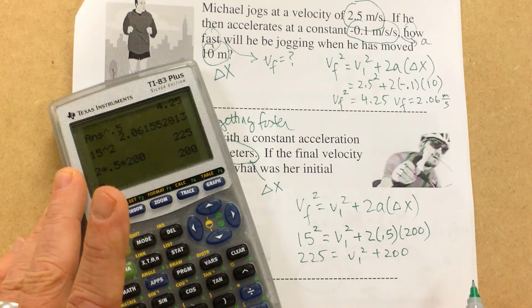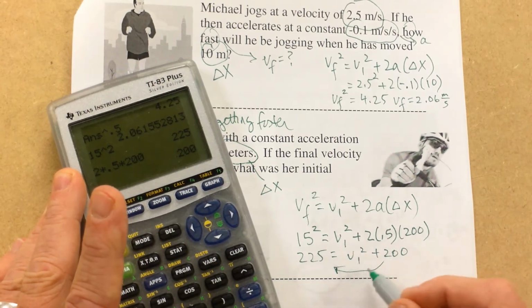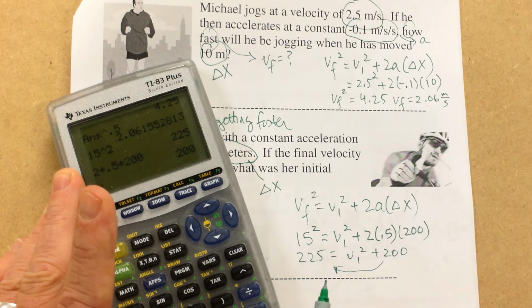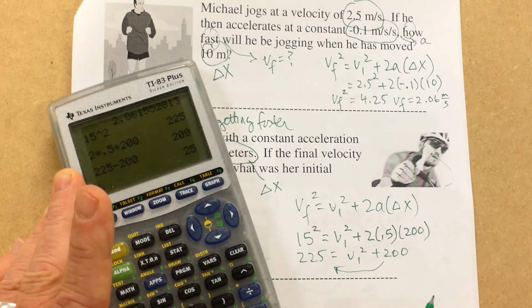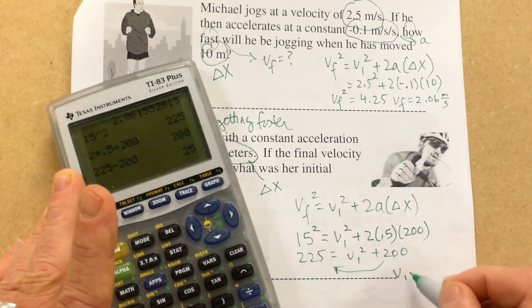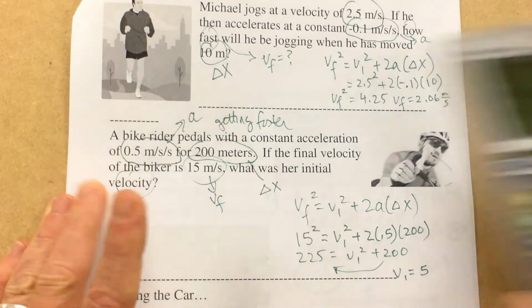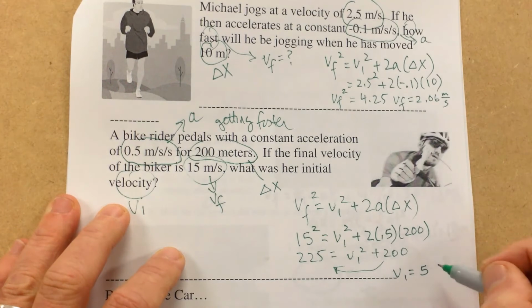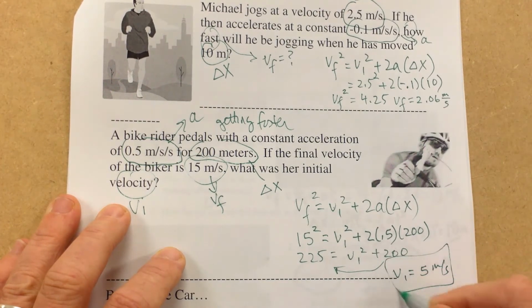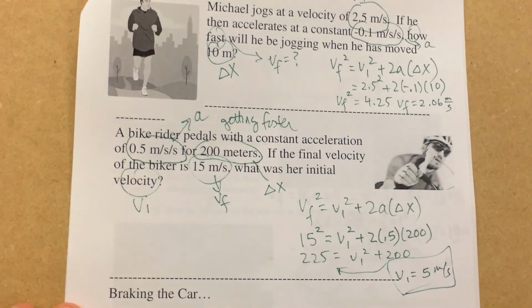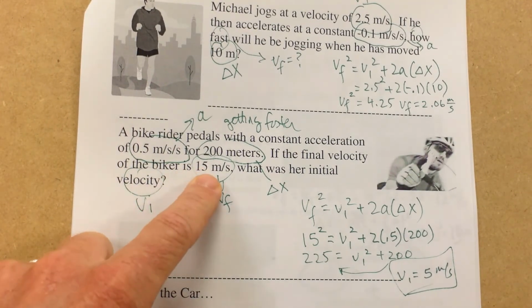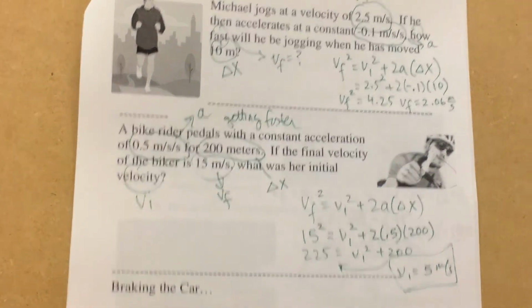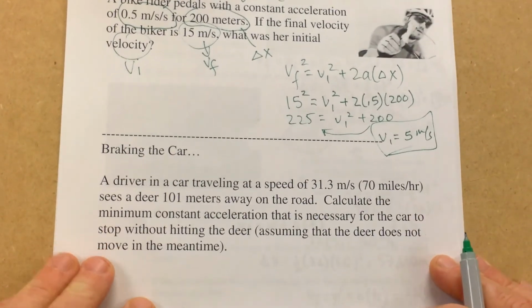Okay, do you know how to work this? You put this on the other side, then take a square root. So 225 minus 200 is 25, take a square root. So 5 meters per second. So she was initially going at 5 meters per second. She gets faster. She ends her biking at 15 meters per second. She speeds up. Okay, let's maybe do one more here.